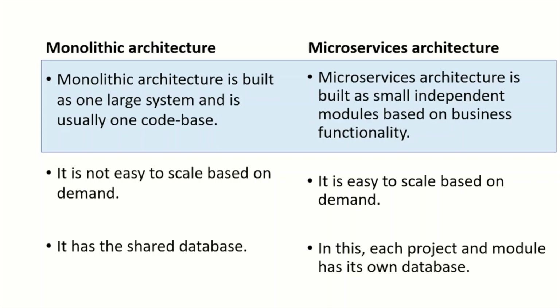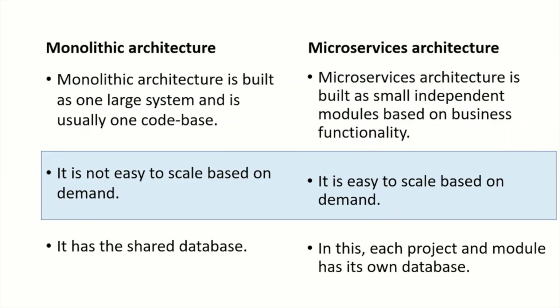Microservices architecture is built as small independent modules based on business functionality. That means in microservice architecture, you will divide the complete application into multiple services based on the business functionality, and each of those services will be created as a different project. So you have a different module for each of those services.